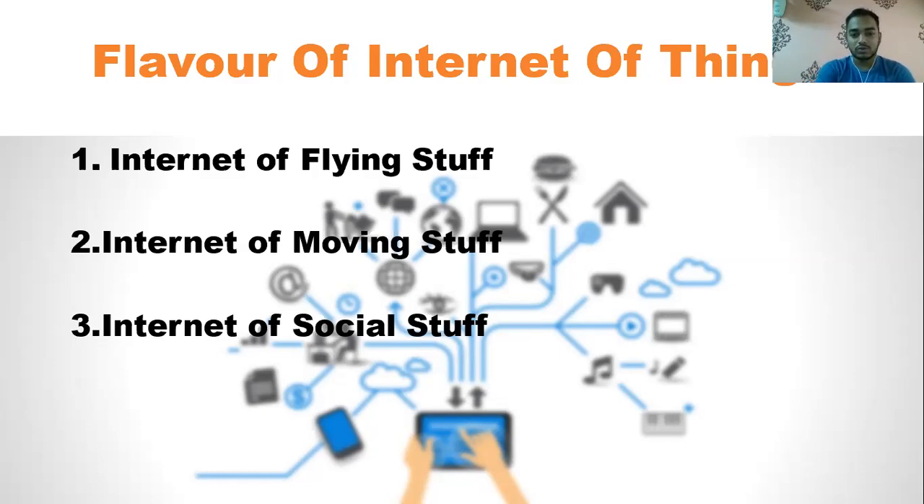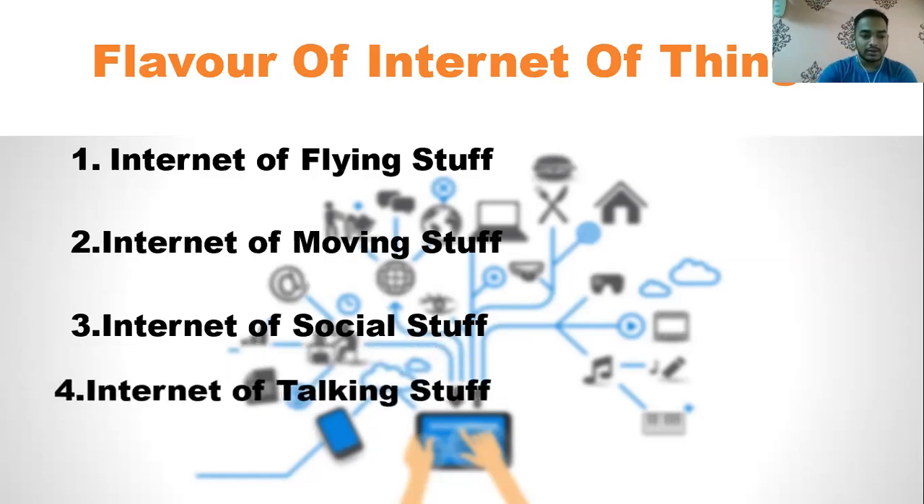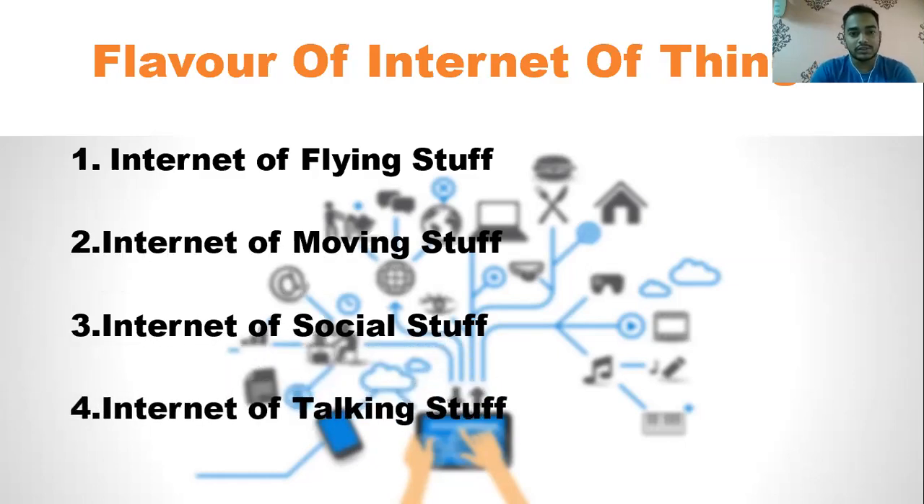The next point is the Internet of Talking Stuff. In this point we are going to consider things which are moving and things which are stationary, but all of these things are able to communicate with any person, that is, with human beings.